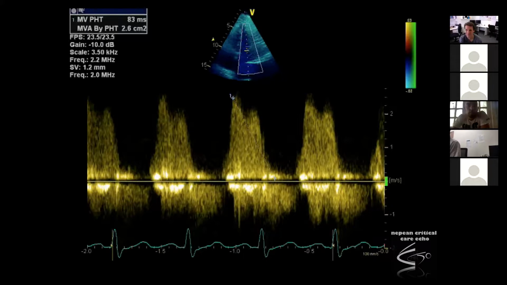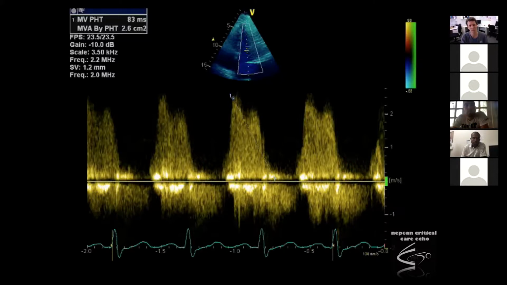Very nice. But I think the other things we need to think about are the confounding factors. In terms of LA compliance and the diastolic function, because it's a critically ill patient, those factors can affect pressure half time here. Very nice. So I think it's reasonable to make this measurement, but I'm going to take it with a massive pinch of salt.